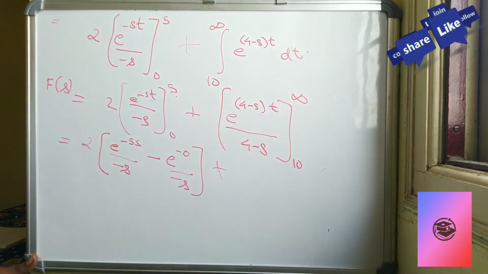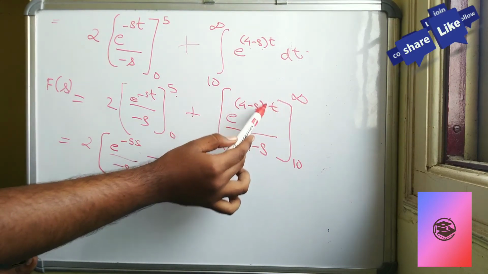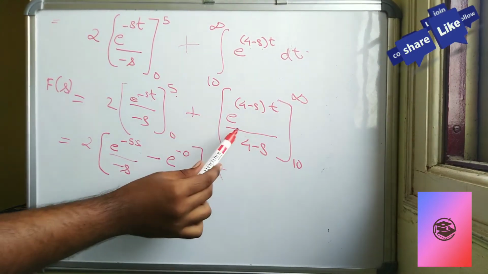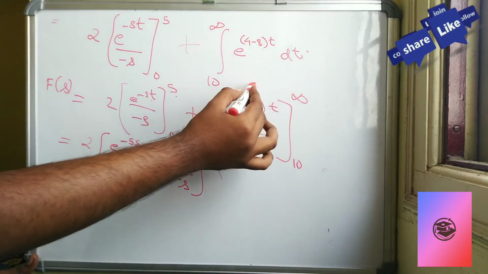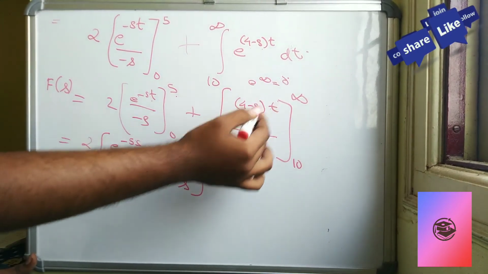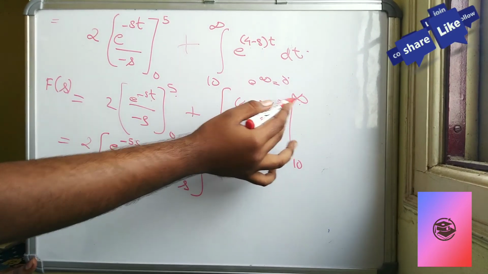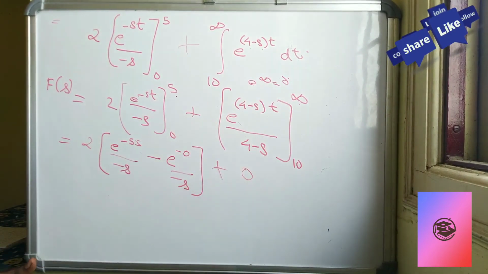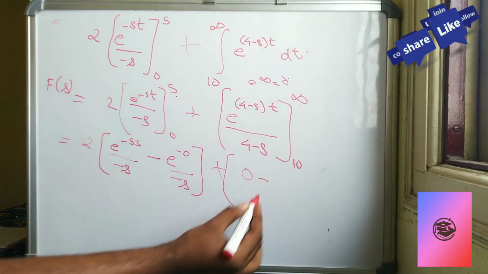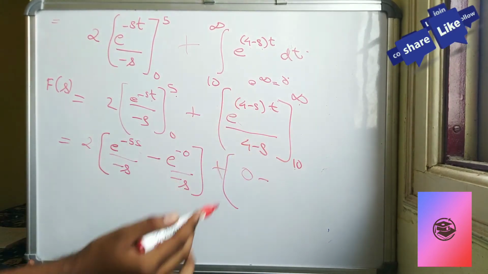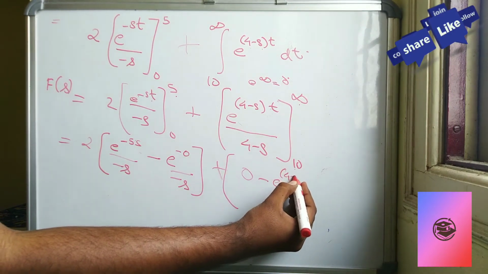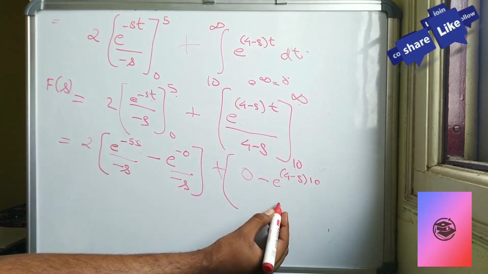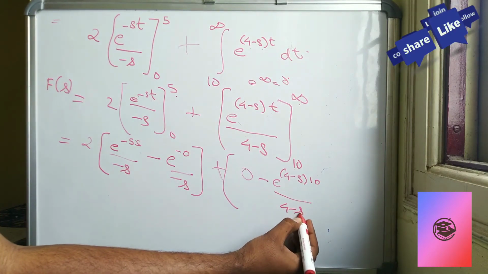Now plus, observe here, in place of t if I place infinity, this term becomes e power infinity, or rather e power minus infinity, which is nothing but 0. So no need to put the upper limit again; the upper limit becomes 0. I can write 0 minus the lower limit. Here 10 is there, so in place of t you place 10. So this becomes e power 4 minus s into 10 by 4 minus s.